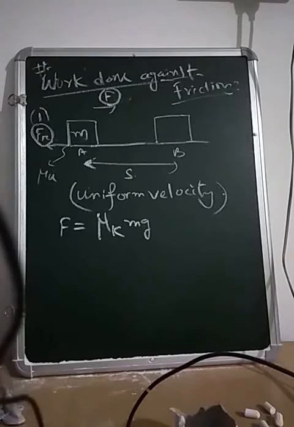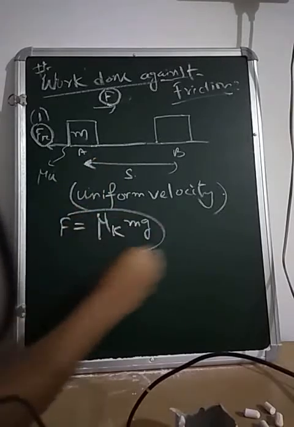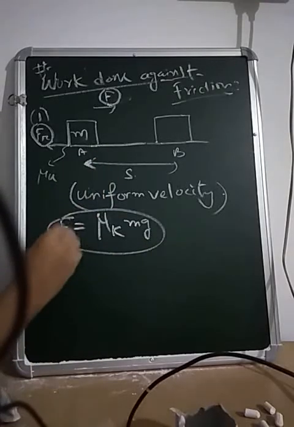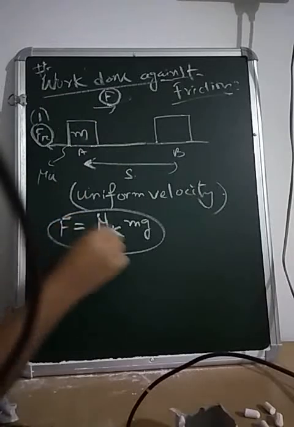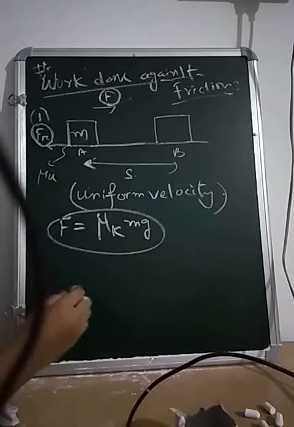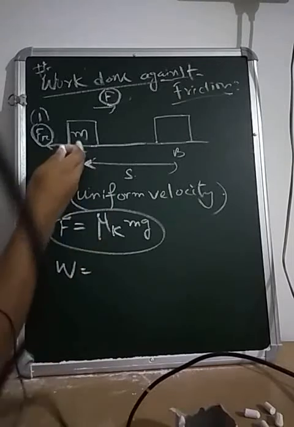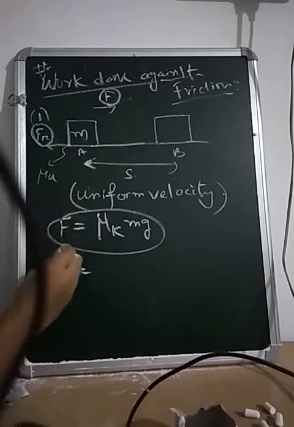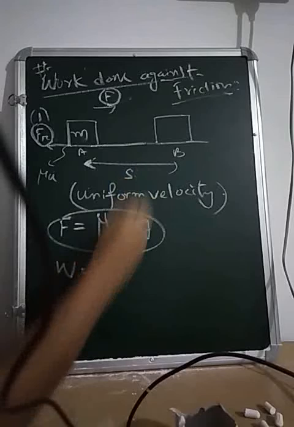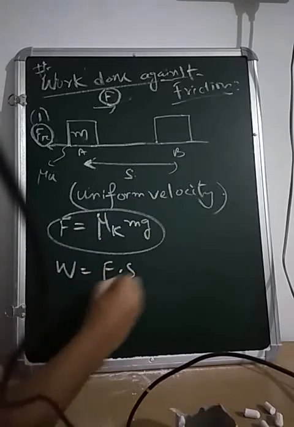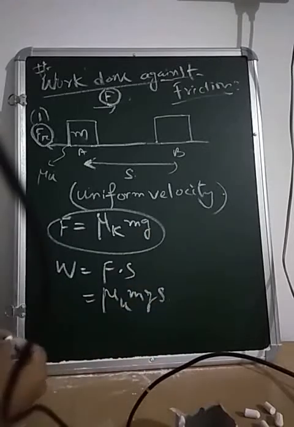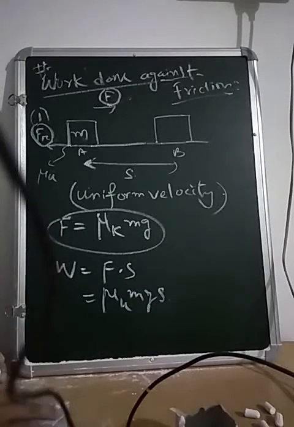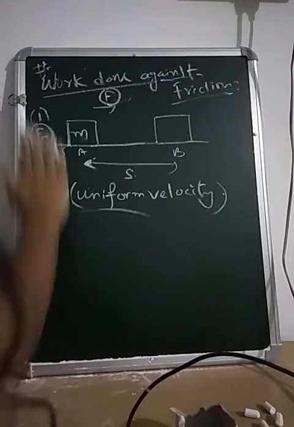Now, this amount of force is required to slide the body from position A to position B. You have to constantly apply this amount of force, which is equal to mu k into mg. The work done for displacing the body from position A to position B, with distance s, is F into s, which is equal to mu k mg into s. So this is for the plane surface.